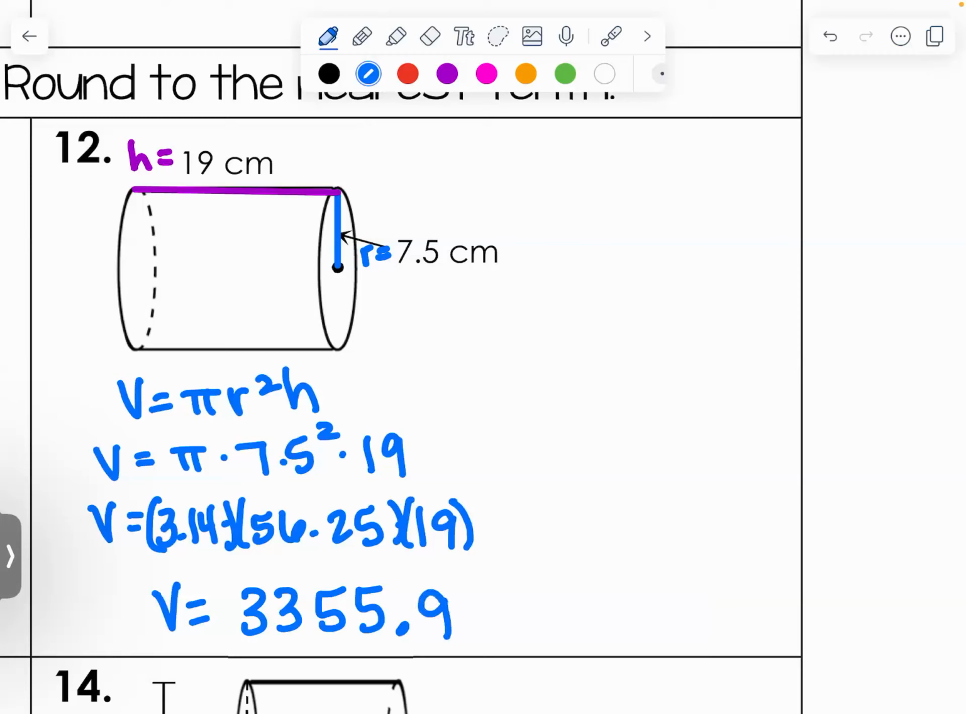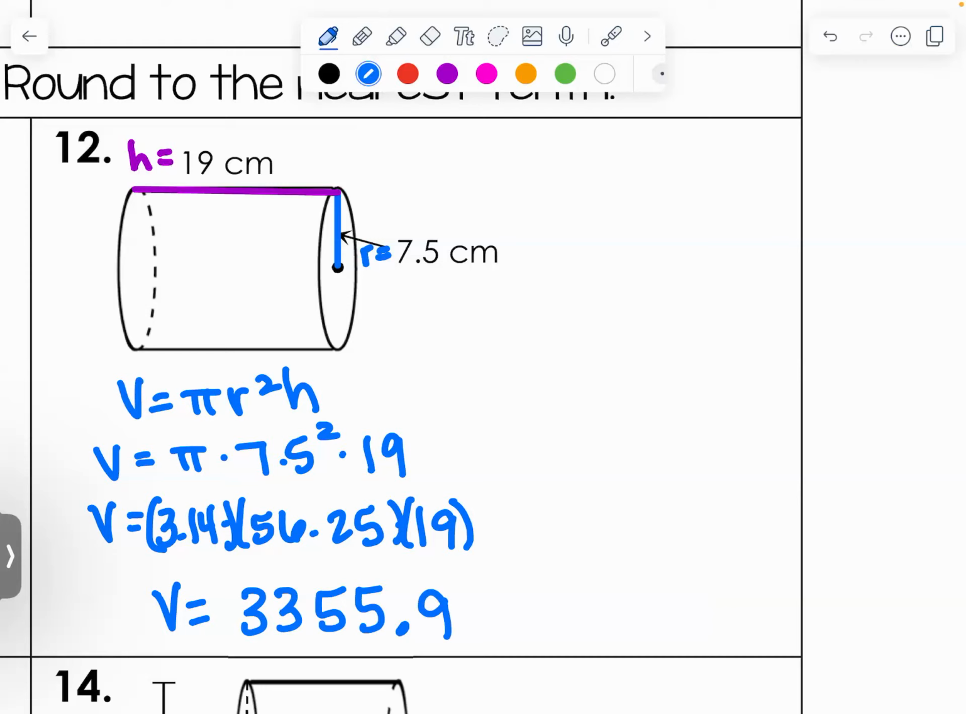Okay. Wait, but on the test for this, you have to round it. So if you don't round, I'm not going to make a huge deal about it, but if I say round to the nearest tenth, I want you to try to do that. Okay.